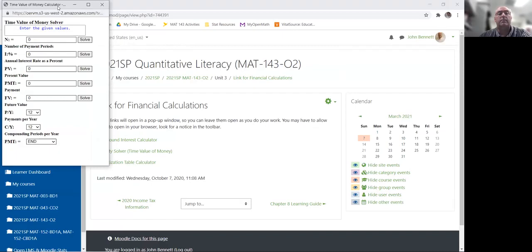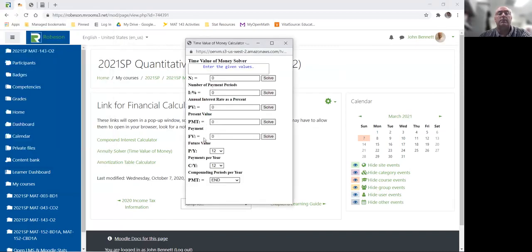In this pop-up box, these are all the values that you would need to fill numbers in for or make choices about. First, the number of payment periods in the term of the annuity. This is typically the number of years times the number of payments you make each year. I% is the annual interest rate as a percent. You do not have to change it to a decimal in this calculator. The present value is the amount of money that's in the account when you start to make payments. The payment is how much you're going to deposit every pay period. And the future value is what the account will be worth at the end of the term.